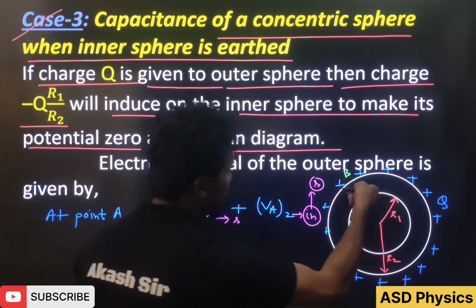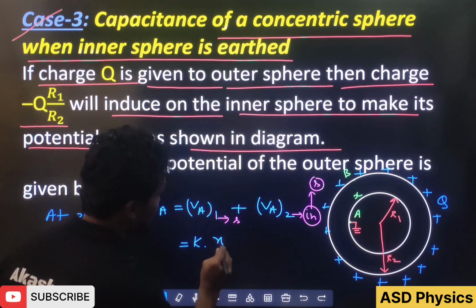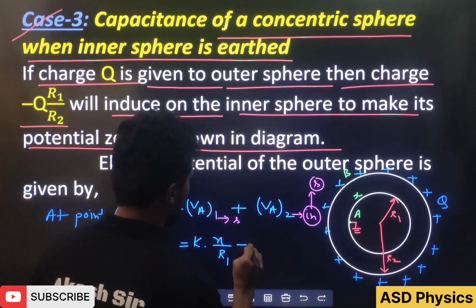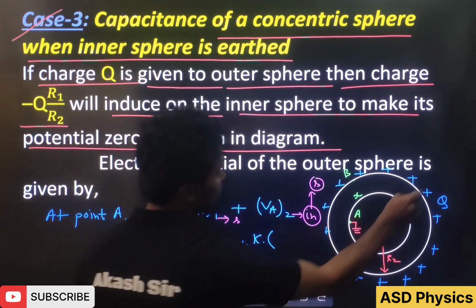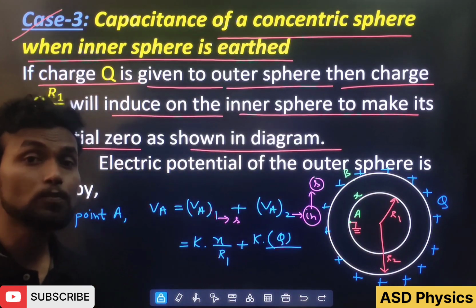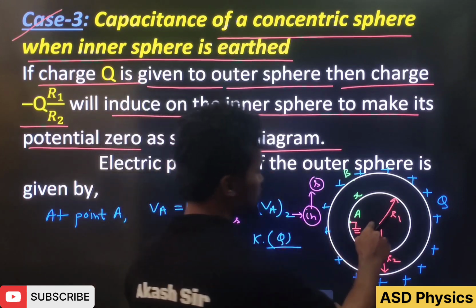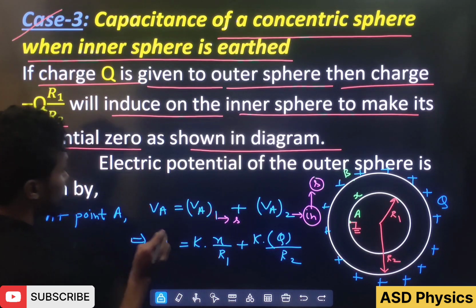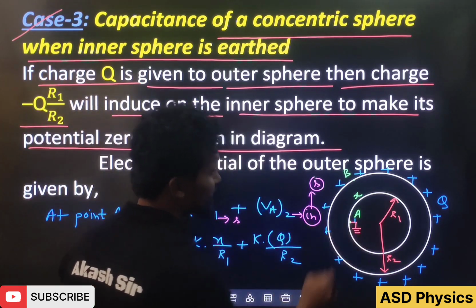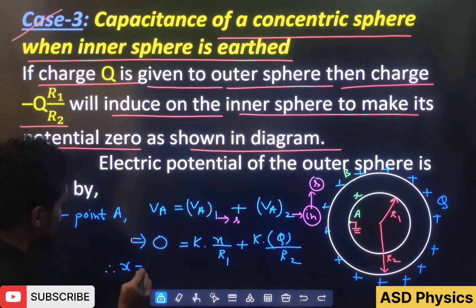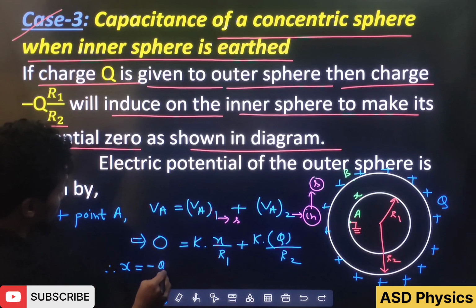Okay, great. Now students, for the first sphere, that means VA1, how much charge is there? X charge. So K X by R1 on the surface, plus K, and here Q charge, and whatever the potential at the surface, the same inside. That means we have to take the distance R2. And as you know very well, point A is connected to ground, that means the potential is 0. So when you simplify, the X value will come as minus Q R1 by R2.